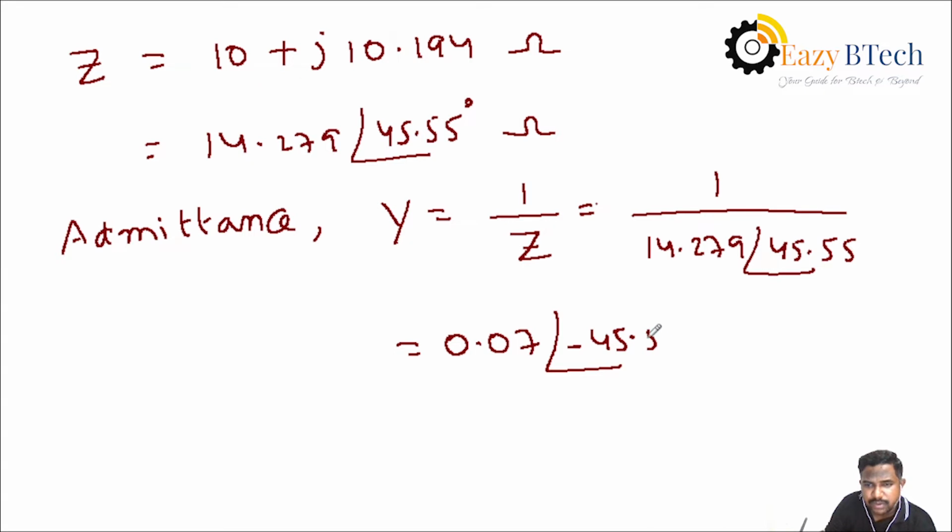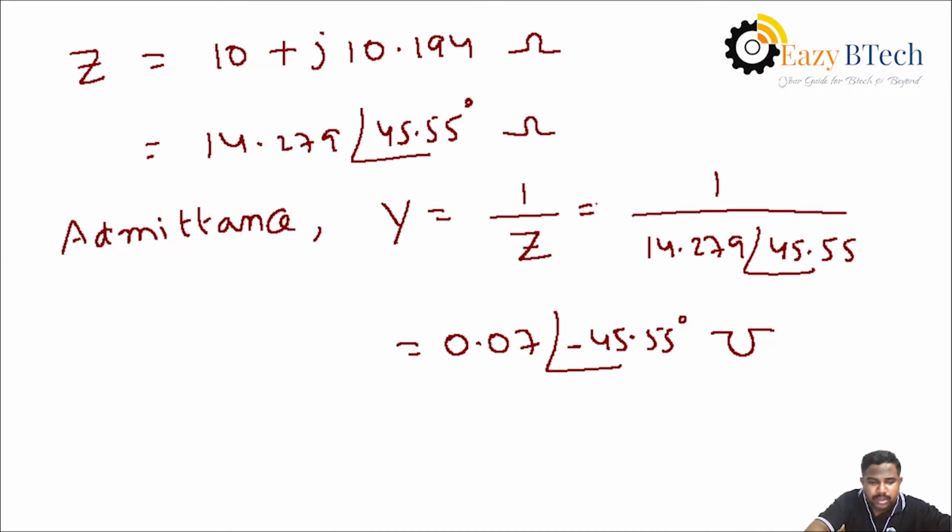Then minus 45.55 degrees. The unit of admittance is mho. Okay, like that, we have to calculate the impedance value as well as the admittance value for the given AC circuit problems.